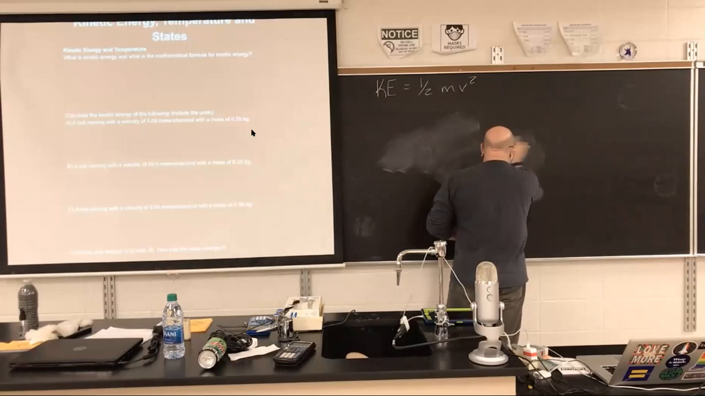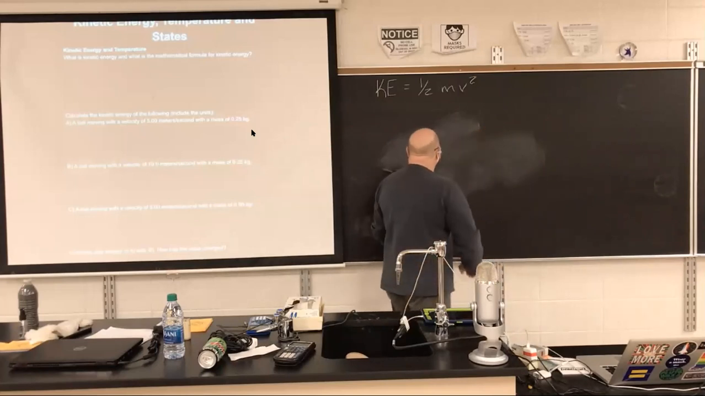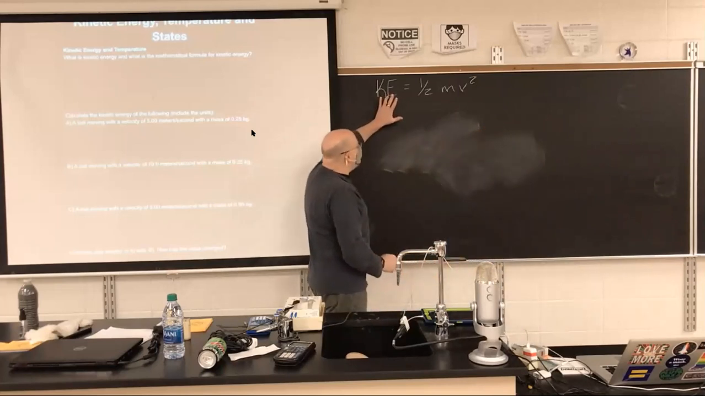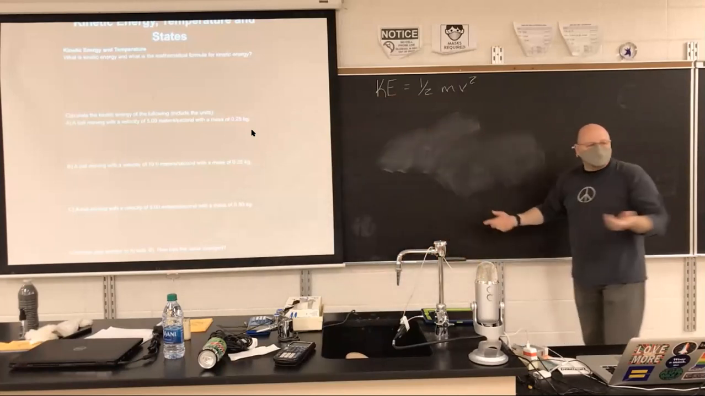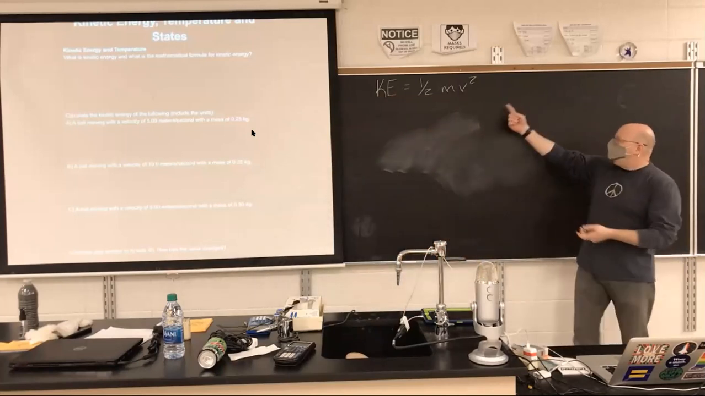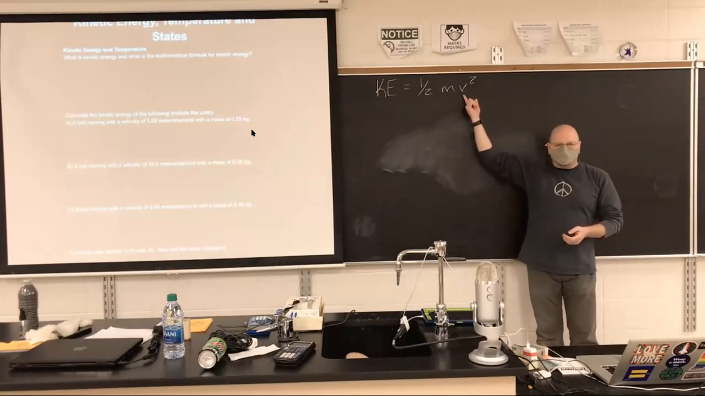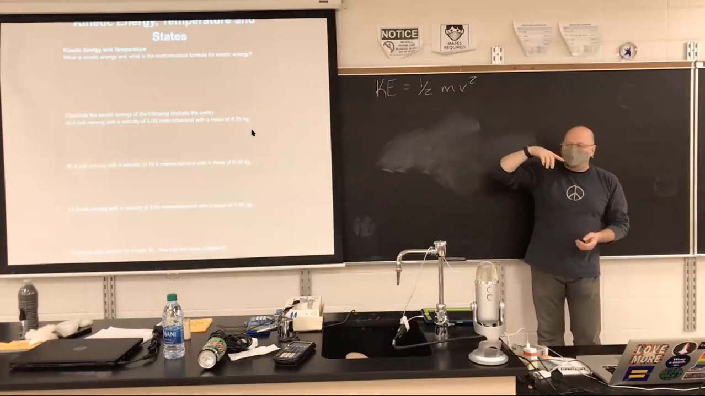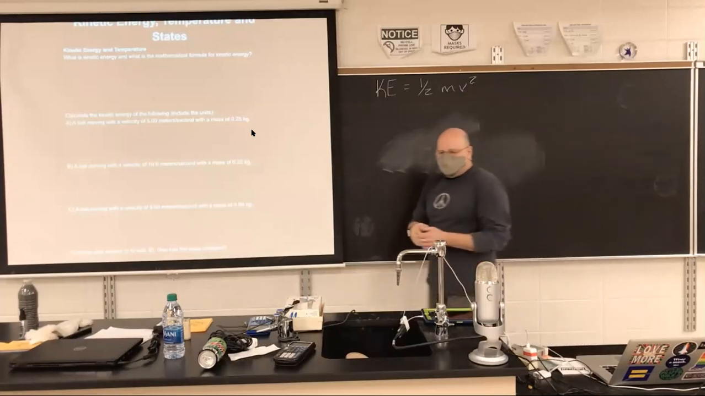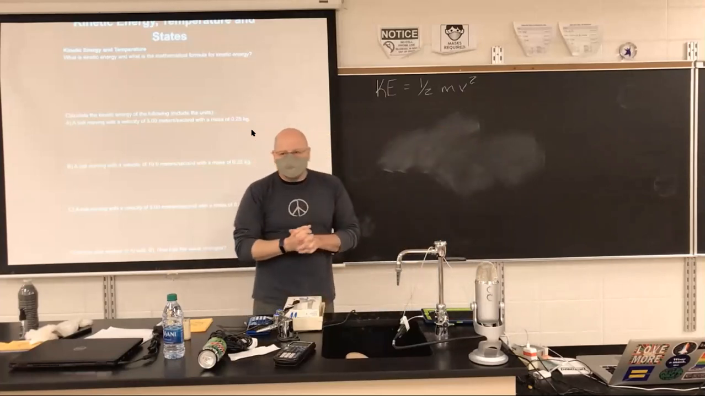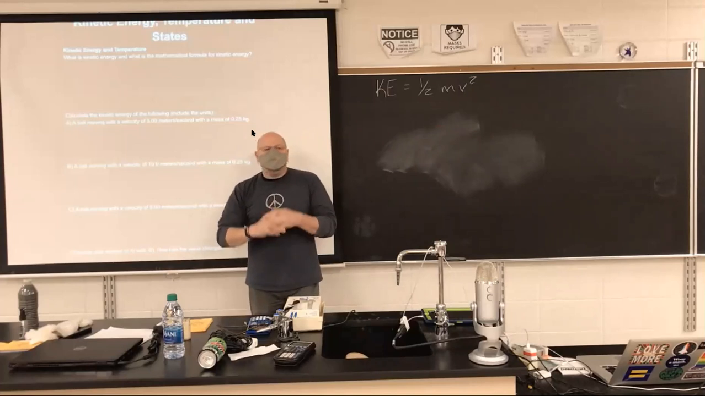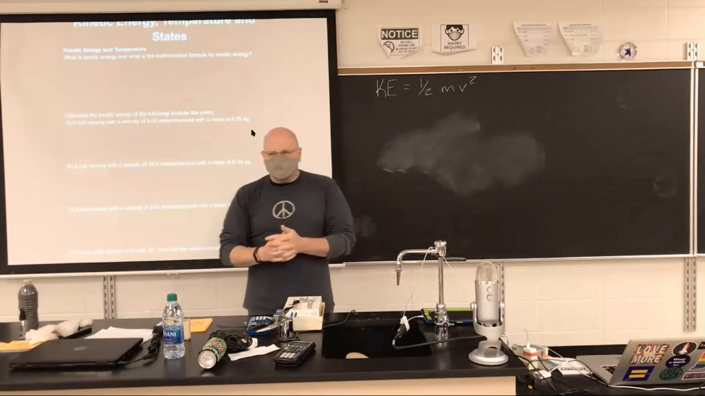So what this is telling us is that our kinetic energy has two components. And as John said, it's the energy something has when it's moving. Well, if it's moving, it's got a velocity. That's the v. That value is squared. The other part of that is our mass. What mass does that object have? Okay.